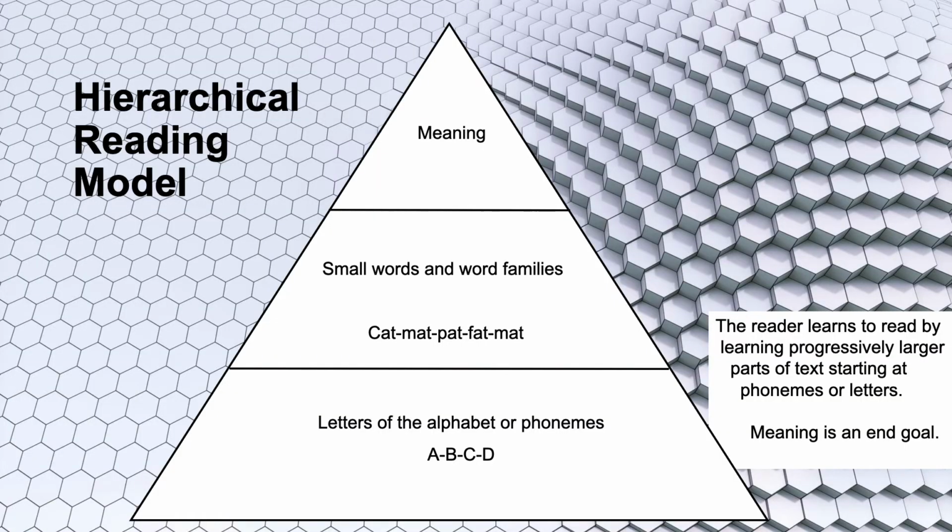And so the first model we're going to look at is the oldest. It's a hierarchical model. This has been around since the Greeks. And it's this idea that what you have to do is to learn the names of the letters of the alphabet and learn their sounds first before you can do anything with reading. You know, intuitively as an adult, this sort of makes sense.